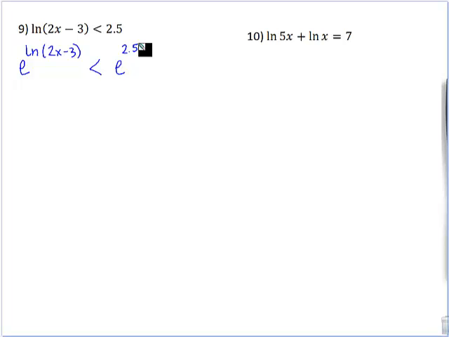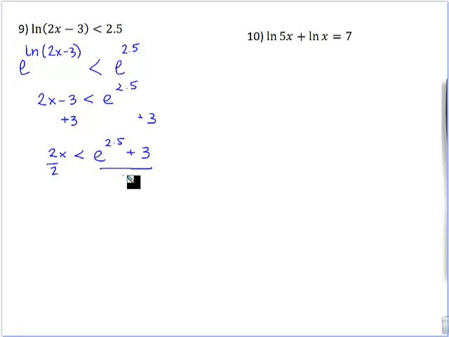e to the natural log of 2x minus 3 simplifies down to 2x minus 3 is less than e to the 2.5. Now we want to solve for x, so we would add 3. So now we have 2x is less than e to the 2.5 plus 3, and then divide by 2.